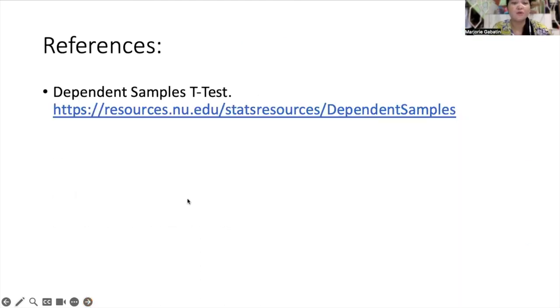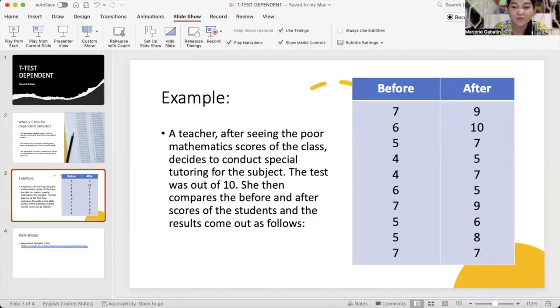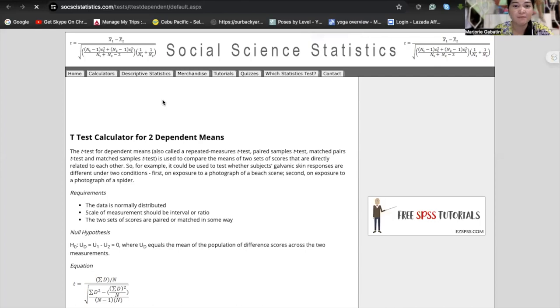Now, let's try to calculate. Class, you can just go directly to Google and search for it, and just type. Here we need dependent samples. So I will just type here: t-test calculator for two dependent means, test for dependent sample means.